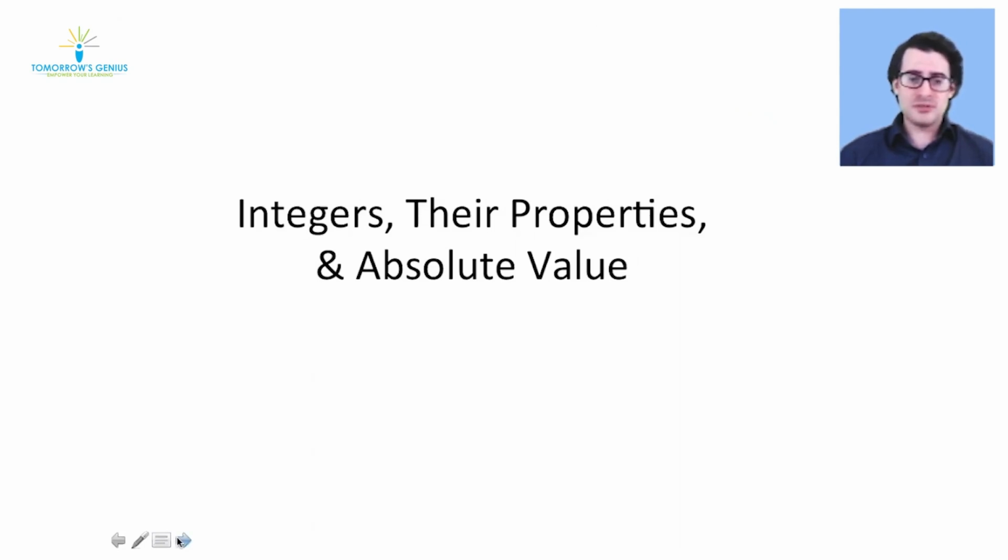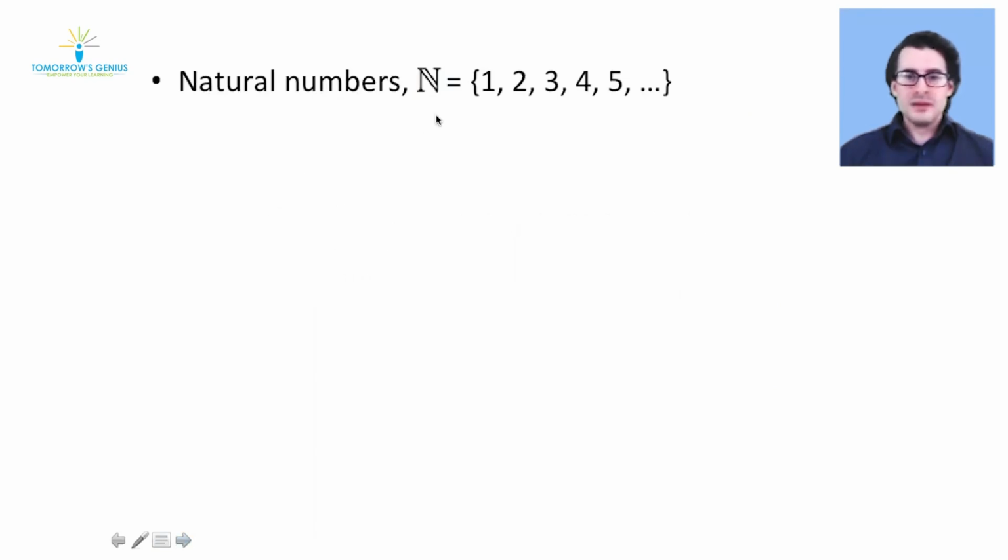In order to talk about integers, we first have to look at natural numbers. What are the natural numbers? Well, these are the natural numbers. Should be a very familiar set. It's the set of counting numbers, starting at 1, counting up by 1, 2, 3, 4, 5, 6, and so on, going on to infinity. That set of numbers is what we call the natural numbers, and we denote them with this special looking N.